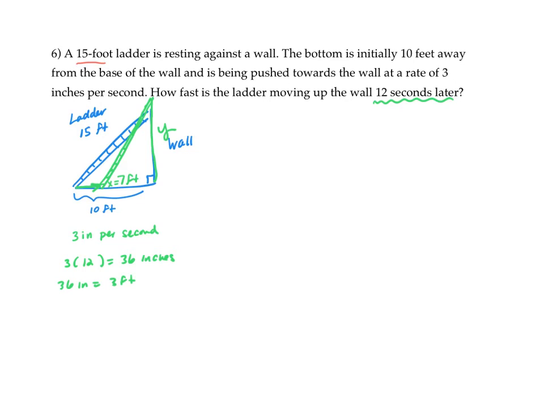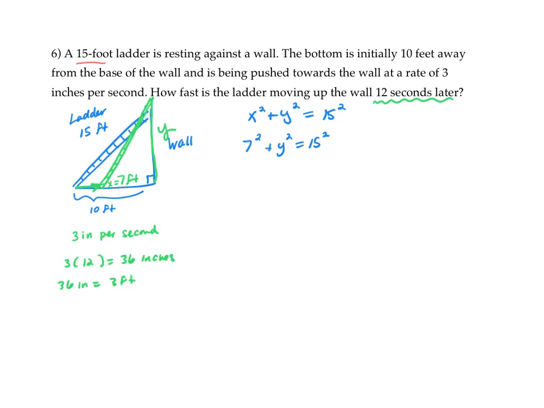So again, it's a Pythagorean theorem question where we can say x squared plus y squared is equal to our ladder squared, 15 squared. So I initially put it in there with x and y because those two things are going to be changing. All right, we know that x after 12 seconds is 7 feet. So we're going to have 7 squared plus y squared equals 15 squared.